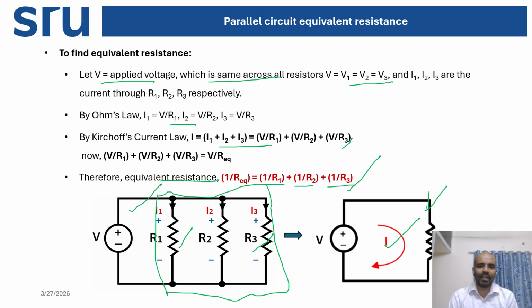So you can say in other words that for the parallel circuit combination, the conductance is additive in nature. Or you can say that the reciprocal of resistance, that is 1 by R equivalent, is the reciprocal of R1 plus the reciprocal of R2 and the reciprocal of R3. So this is the equivalent resistance of the parallel circuit combination. I hope you have understood.